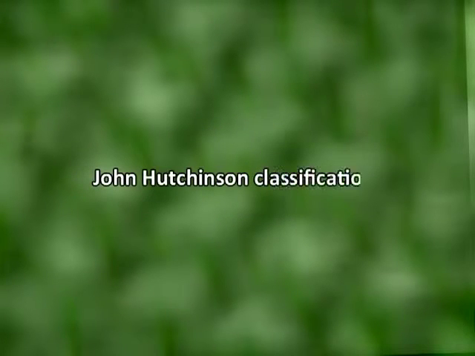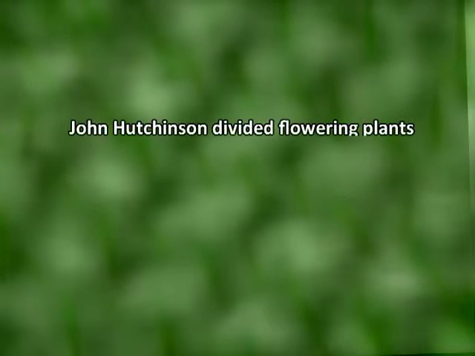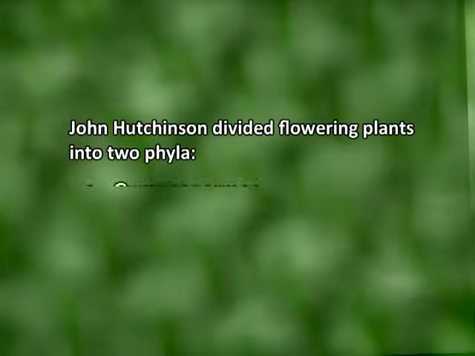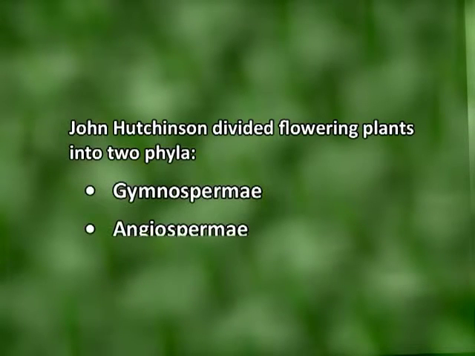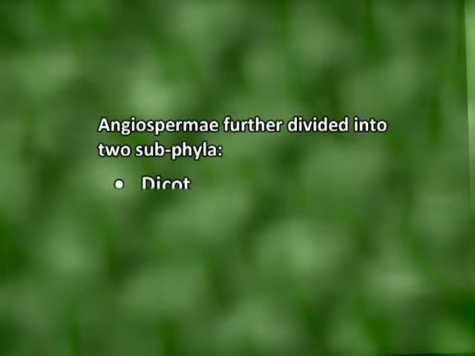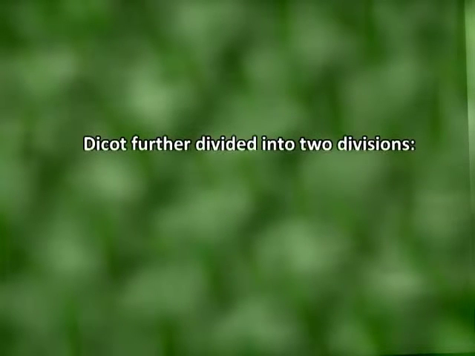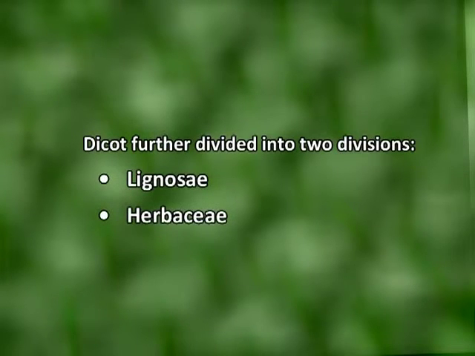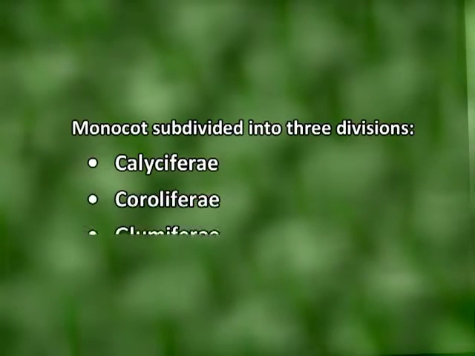John Hutchinson's classification is one of the known phylogenetic systems of classification. He divided flowering plants into 2 phyla: number 1, gymnospermae, and number 2, angiospermae. Angiospermae was further divided into 2 subphyla: number 1, dicot, and number 2, monocot. Dicot was further divided into 2 divisions: number 1, lignosae, and number 2, herbaceae. Monocot was also subdivided into 3 divisions: calyciferae, coroliferae, and glumiferae.